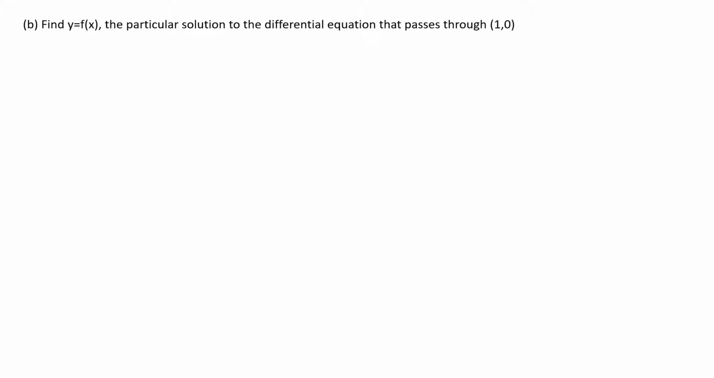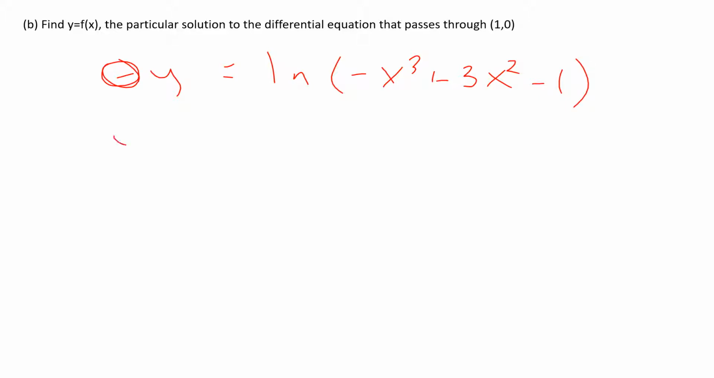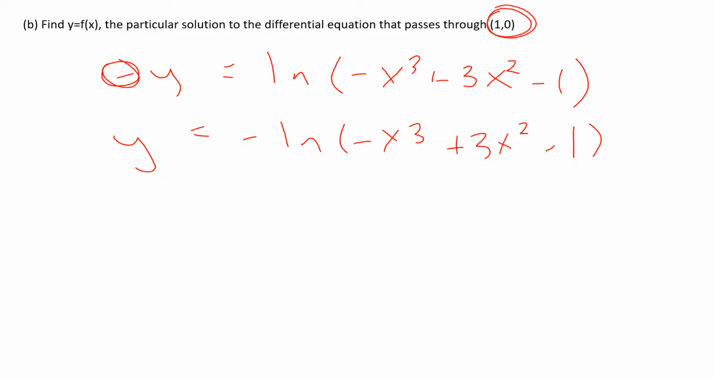Okay, so we had negative e to the negative y equals x cubed minus 3x squared plus 1. To undo our e, we're going to take the natural log of both sides, and we'll get that negative y equals the natural log of negative x cubed plus 3x squared minus 1. Lastly, we'll multiply by negative 1 to cancel it out. We'll get y equals negative natural log of negative x cubed plus 3x squared minus 1. And this is the solution to my differential equation that passes through the point (1, 0).